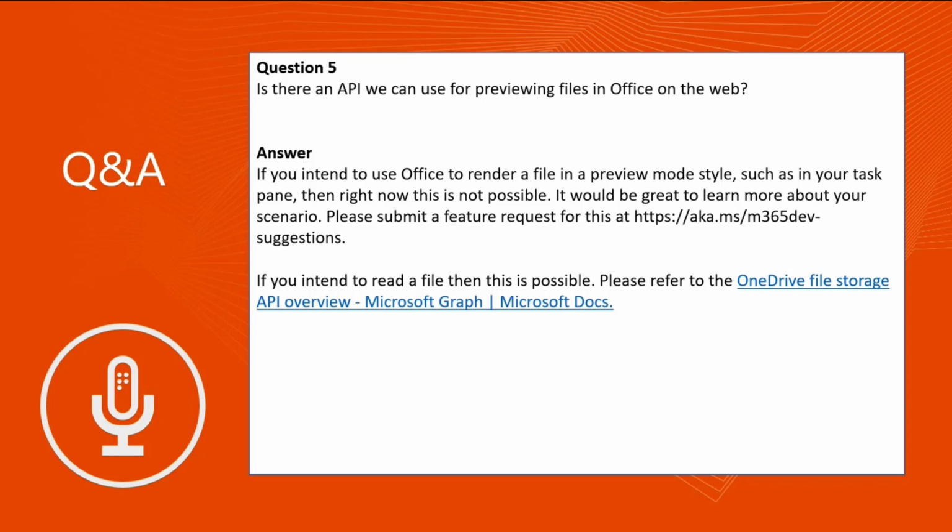If the intent was to maybe just read a file, then you can definitely do that. And for that, you'd want to refer to the OneDrive file storage API overview. And there's a link to that there, which will allow you to go into folders and open files and look at Office files. So I hope that helps.